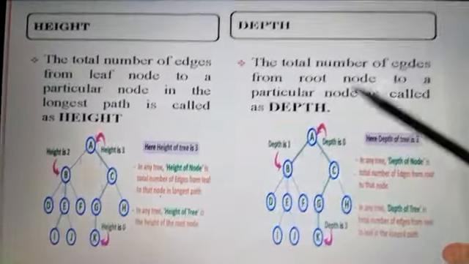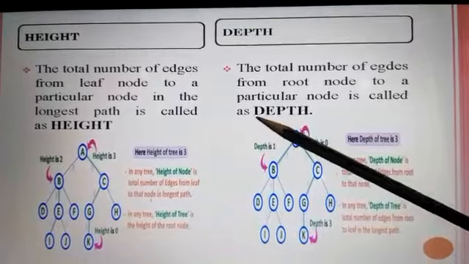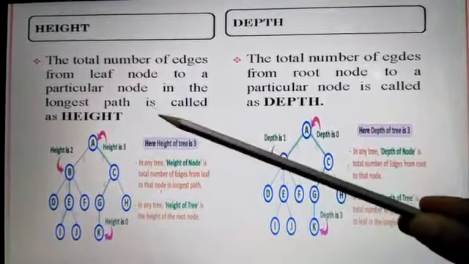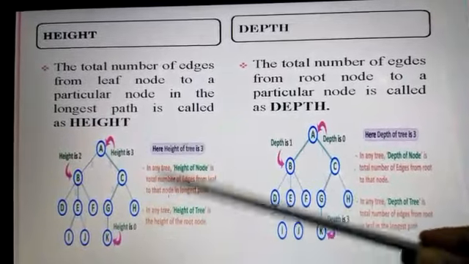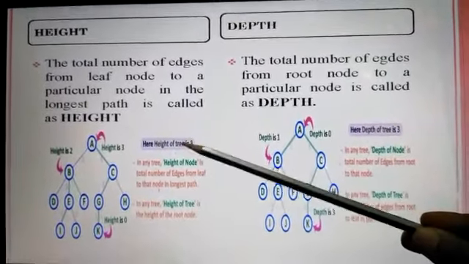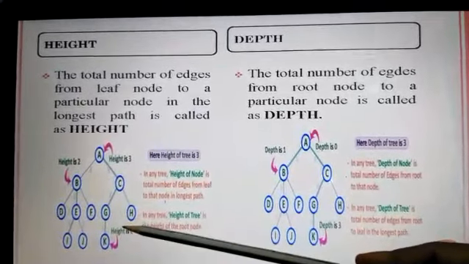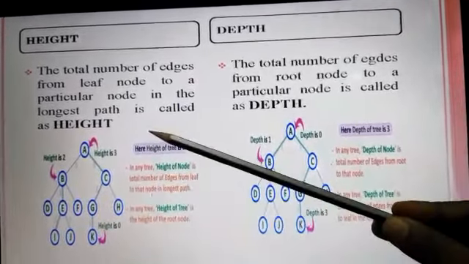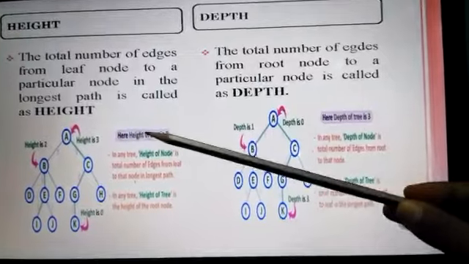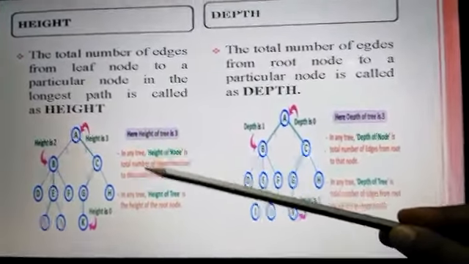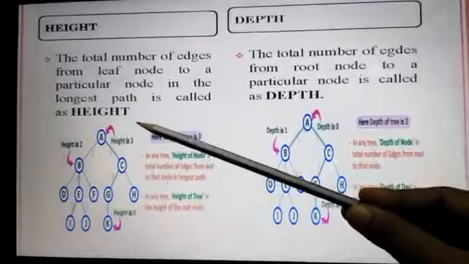Next, height and depth. Height refers to the total number of edges from the leaf node to the particular node, which is from bottom to top. We can calculate the height from bottom to top. So first is height 0, next height 1, height 2, height 3. We have to calculate the total number of edges, not nodes. It is the calculation of edges from the leaf node to the root node.